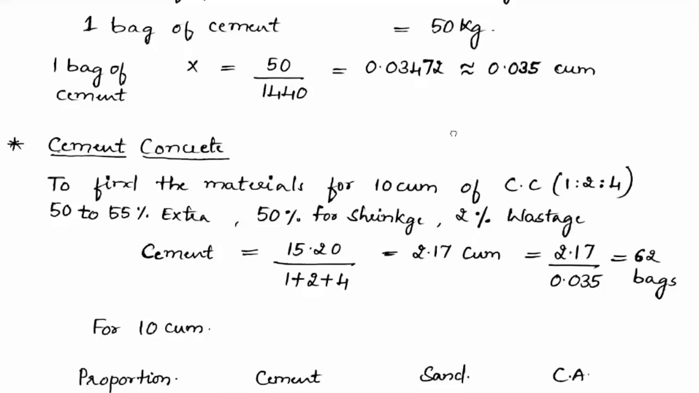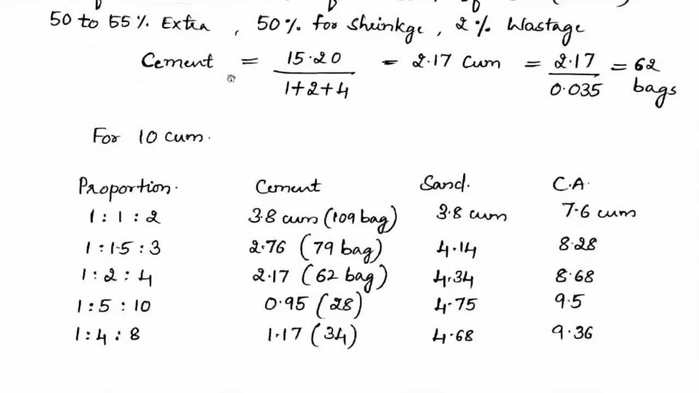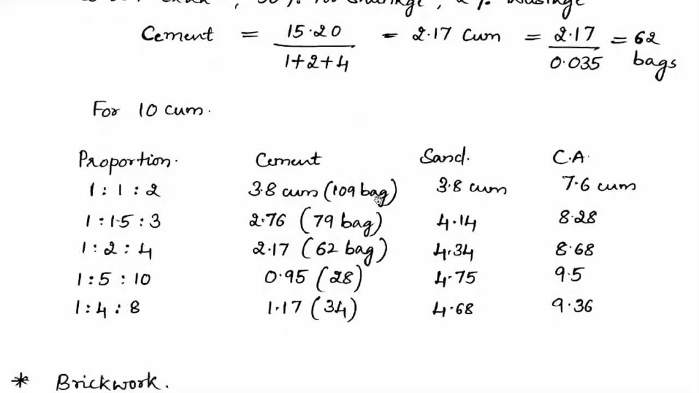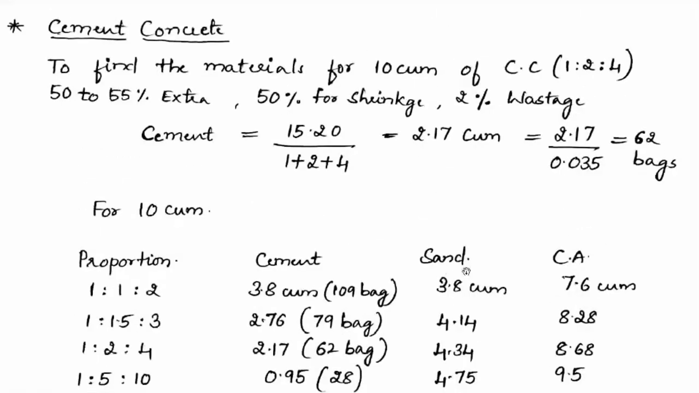Here I had already explained earlier, right? So this is nothing but the cement calculation. Then next, I want to calculate sand. How do you calculate sand now? Sand will be equal to 2.17 multiplied by this proportion.